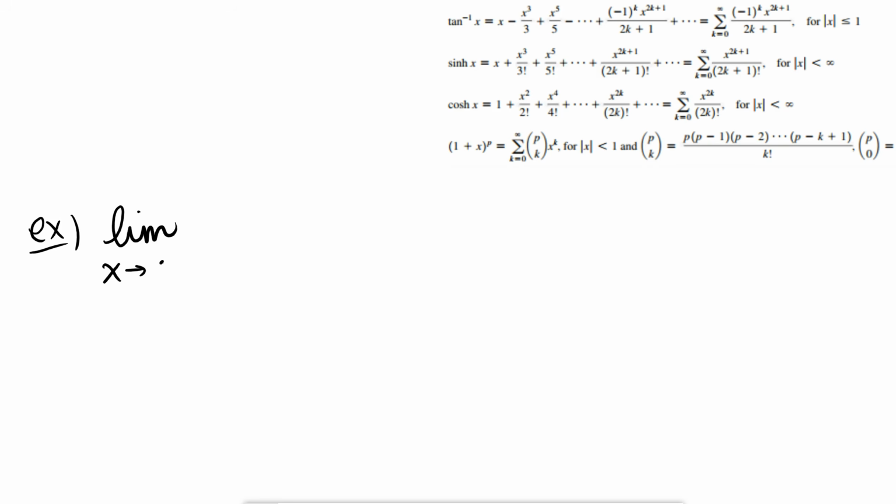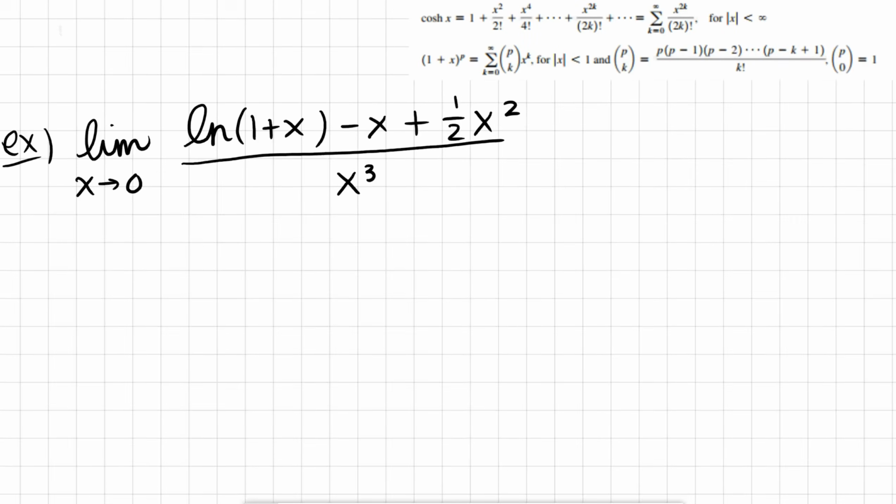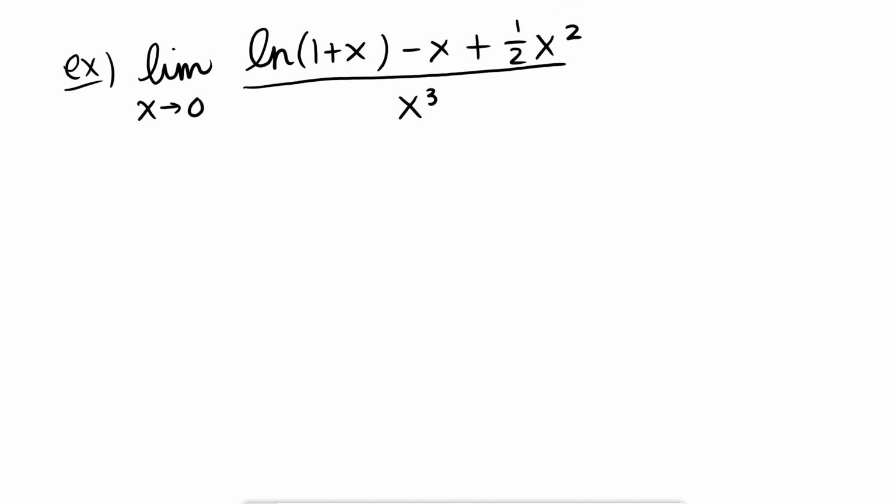So the limit as x approaches 0, let's say, of the natural log of 1 plus x minus x plus 1/2 x squared, all over x cubed. So if I were to take this limit, just on a normal day, on a day in my life before I knew Taylor series existed, how sad. That was a sad time in my life. If we let x go to 0, we would get the natural log of 1 minus 0 plus 0, obviously, all over 0 cubed. And so we get the indeterminate form 0 over 0. And now I could do L'Hopital's. L'Hopital's wouldn't be horrible.